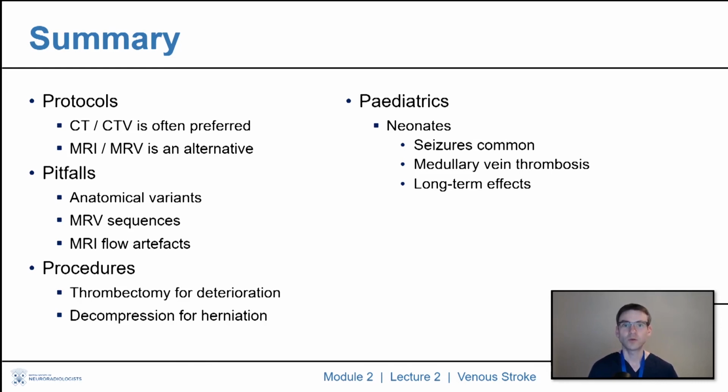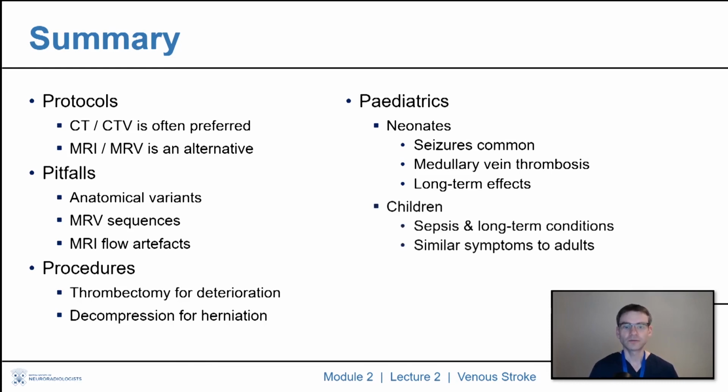And remember the long-term effects with white matter volume loss or delayed myelination as a result of an extensive venous sinus thrombus. In children, we talked about risk factors like sepsis or long-term conditions or inflammatory conditions. Children might have symptoms similar to adults, but it's something that can often be overlooked and present in unusual ways. So venous sinus thrombus and venous stroke is something to think of in the child presenting with a neurological deficit.